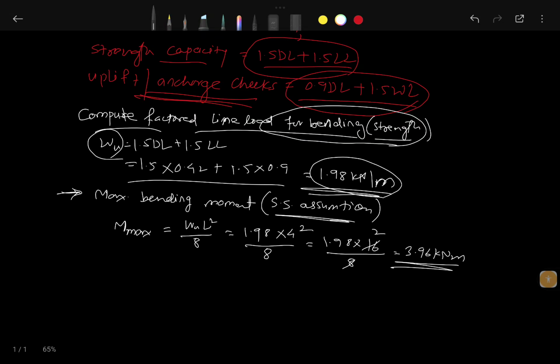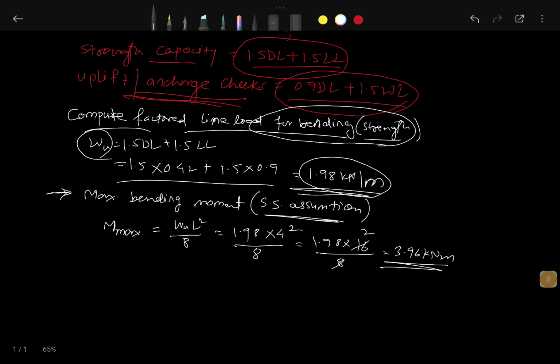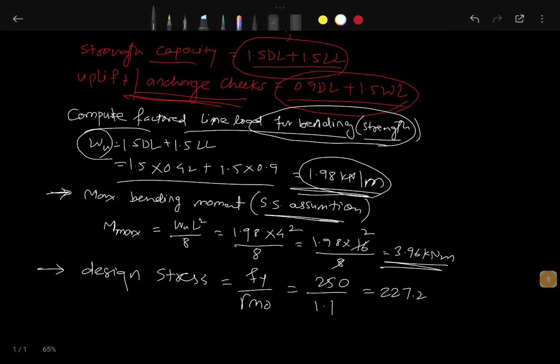Now the second point, design strength bending requirement, limit state yielding. For limit state yielding, the design stress value is equal to Fy divided by gamma m0. The Fy we consider 250 and gamma m0 we consider 1.1. So the value will come 227.27 Newton per mm square.